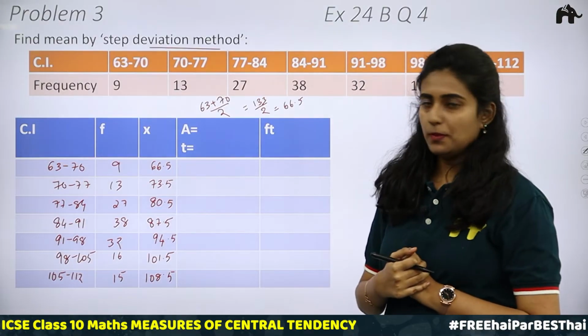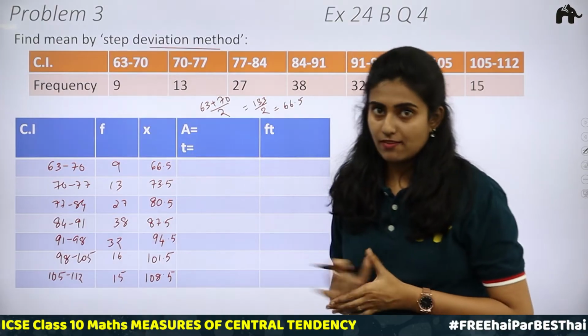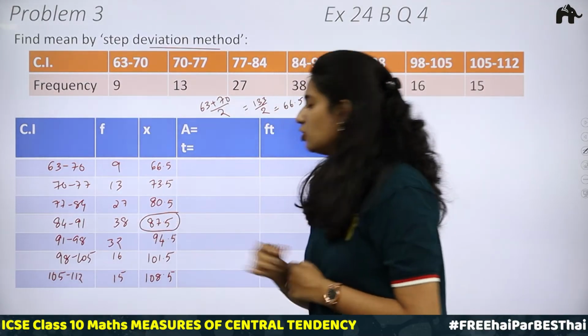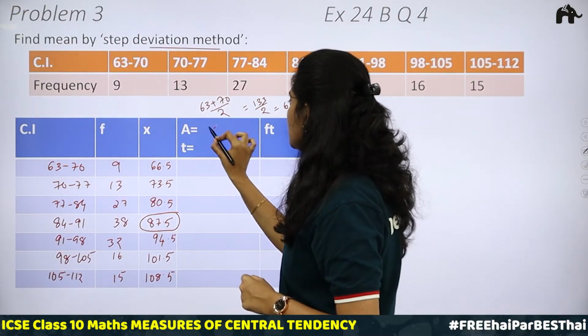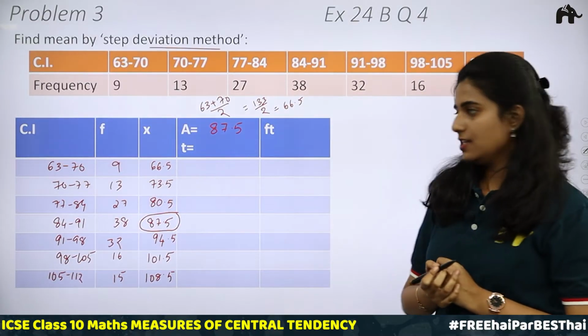Now, we need the assumed mean. 1, 2, 3, 4, 5, 6, 7. There are total 7 values, and the fourth value will be the assumed mean. So, here the assumed mean is equal to 87.5. 87.5 is the assumed mean.